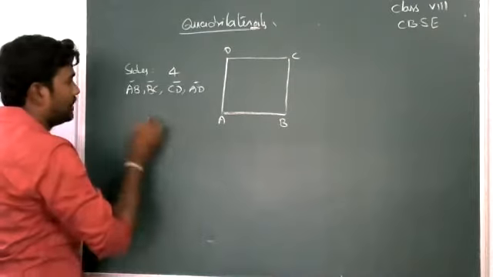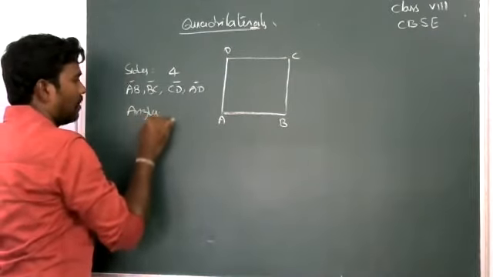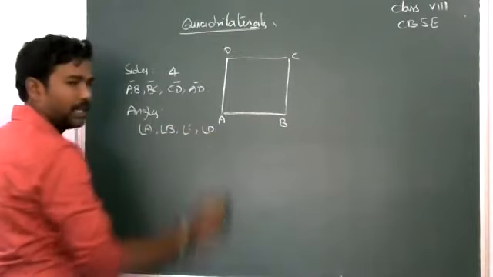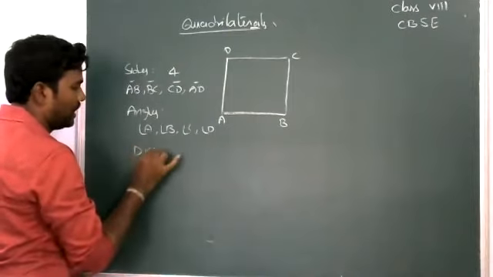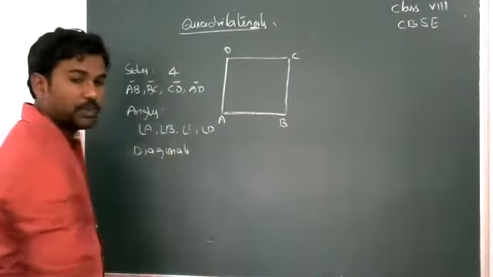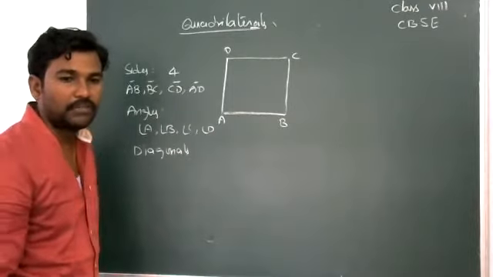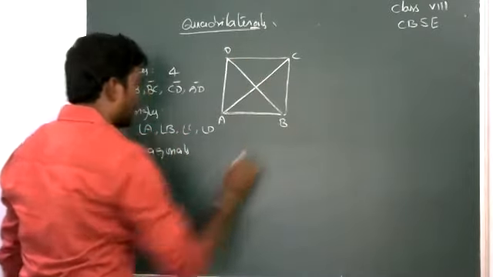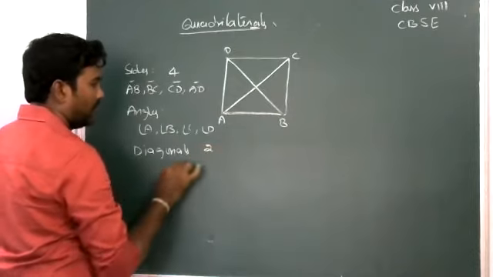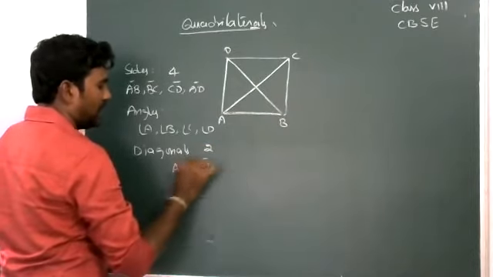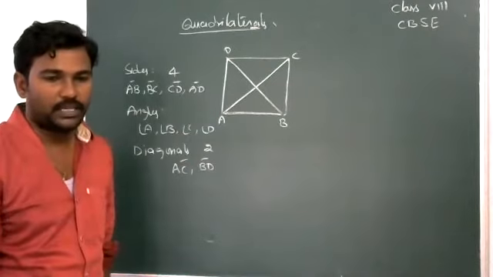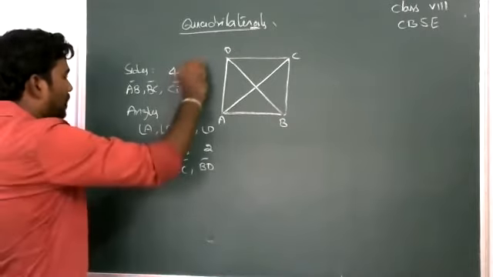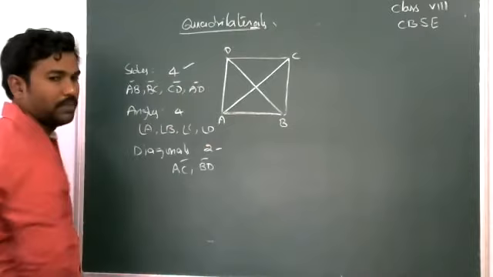Then how many angles are there? Angle A, angle B, angle C, and angle D. Then how many diagonals are there? What is meant by diagonal? A diagonal is a line segment which joins the non-adjacent vertices. There are 2 diagonals: AC and BD. So sides, angles and diagonals are completed.